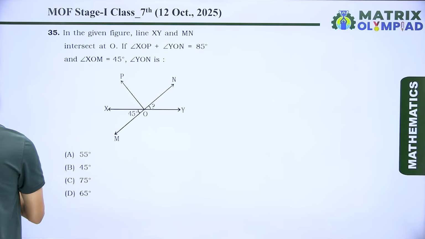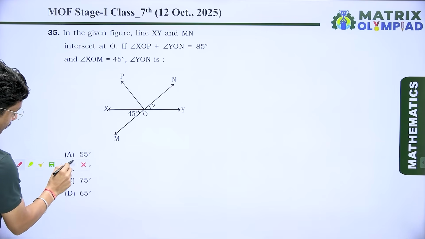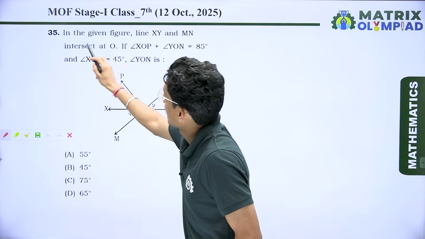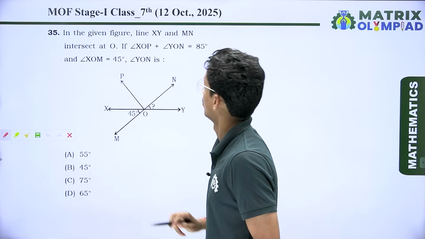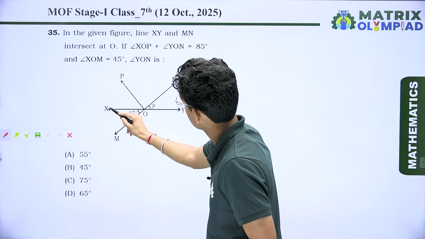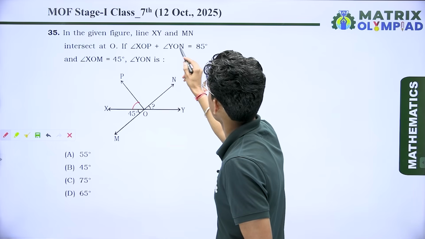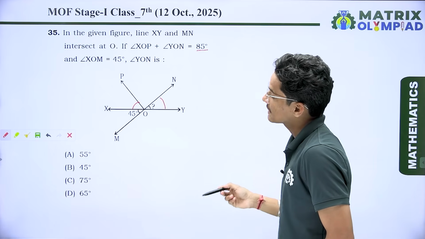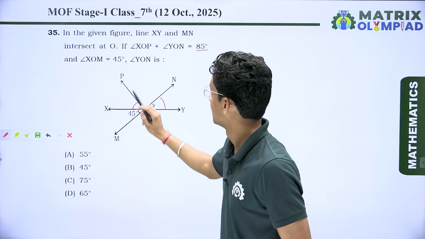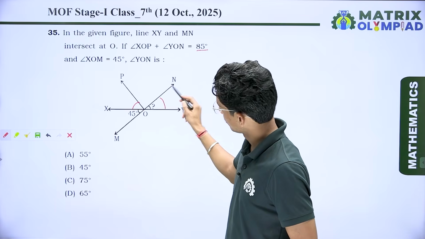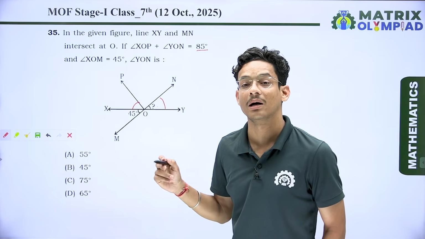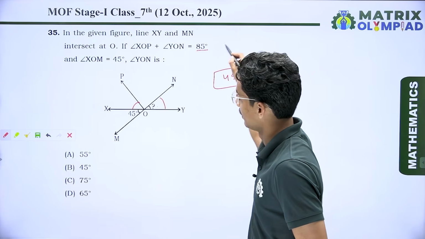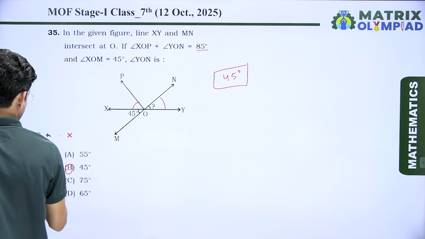Now the next question: in the given figure, lines XY and MN intersect at O, and angle XOP and angle YON, this one, are given, and XOM is already given as 45 degrees. Now we have to find the angle YON. We know this angle and this angle are vertically opposite angles, so I can set the value of YON equal to 45 degrees. So here option B is the correct answer.